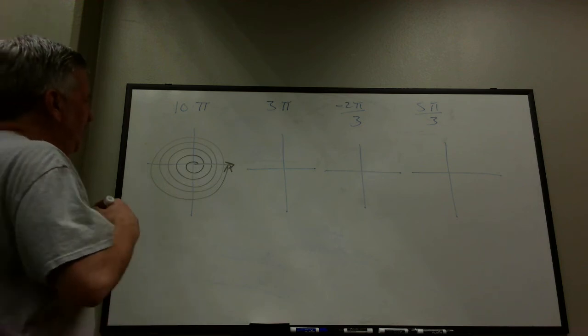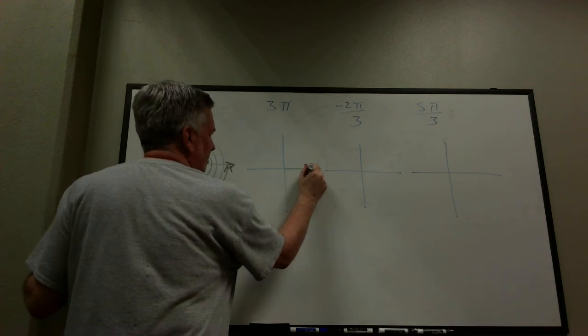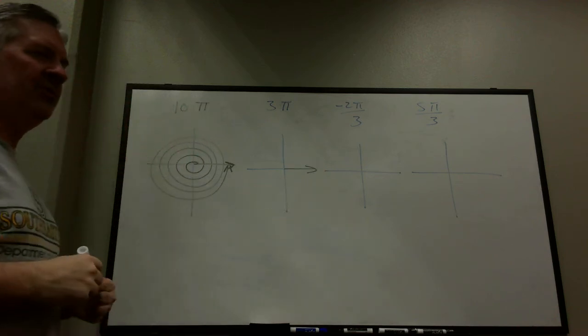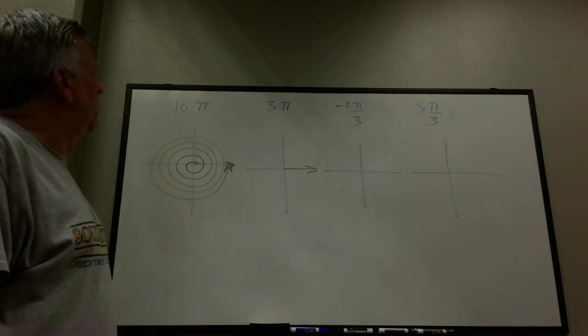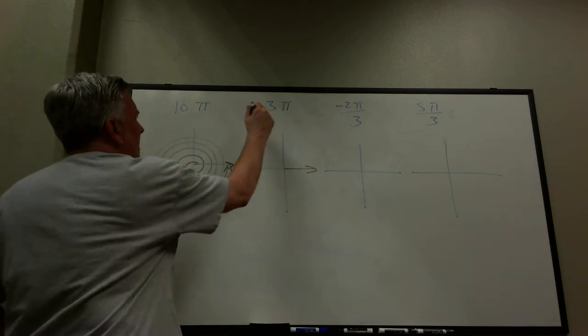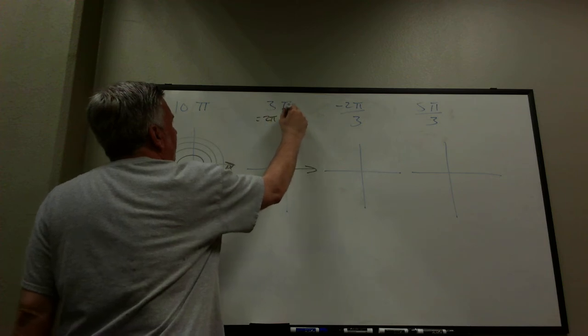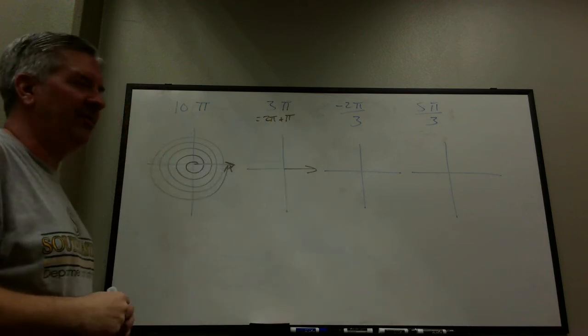Okay, let's do the next one, 3 pi. So the initial side, the standard position, positive x-axis. Now what's the way to think about 3 pi? Now 2 pi doesn't divide 3 pi evenly, but how can you think of 3 pi? Think of 3 pi as 2 pi plus pi. 2 pi plus 1 pi is 3 pi.